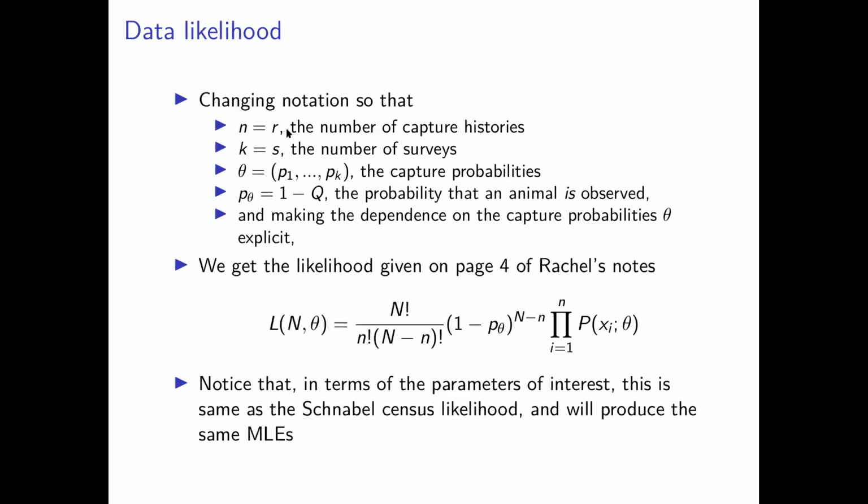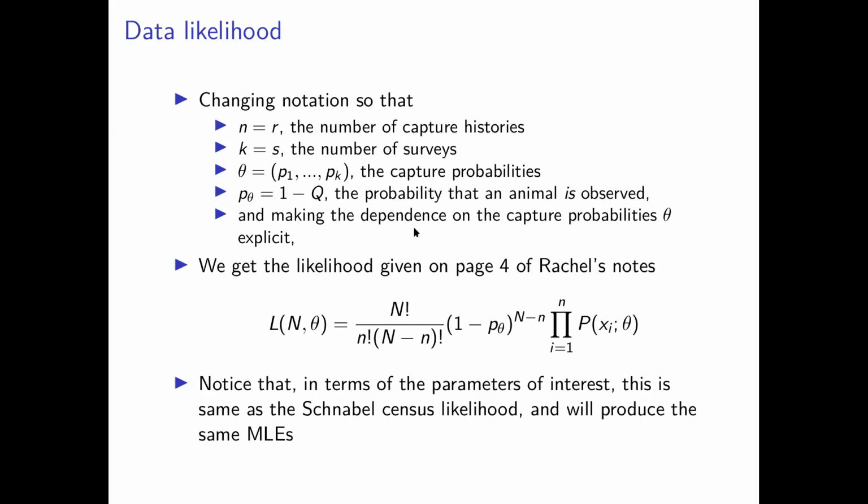Okay, so here's the change in notation that we're doing. Small n equals R, that's the number of capture histories in total, the number of animals that we've observed. K equals S, the number of surveys. So now theta is the capture probabilities, and now it's from P sub 1 to P sub k. And P sub theta is 1 minus Q. So Q was the probability of not observing an animal. The 1 minus Q is the probability of observing it at least once, right? I'm going to say the probability that an animal is observed.